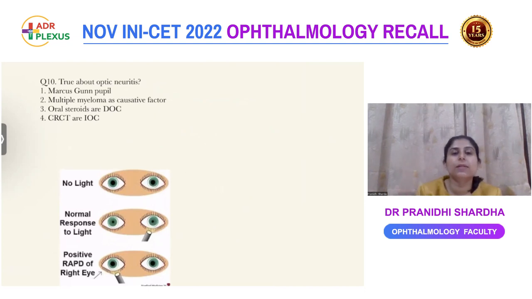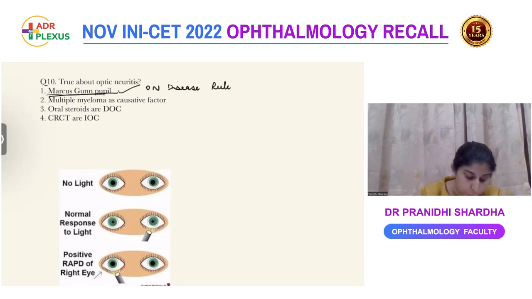We know that optic neuritis is a demyelinating disease of the eye. In any demyelinating disease or optic nerve disease, the characteristic first clinical sign we see is the RAPD, that is relative afferent pupillary defect, which is also known as the Marcus Gunn pupil. So Marcus Gunn pupil is the first sign we see in most optic nerve diseases. It is the rule in optic nerve diseases.